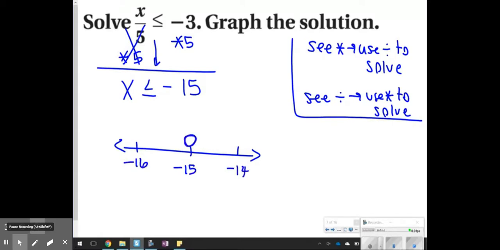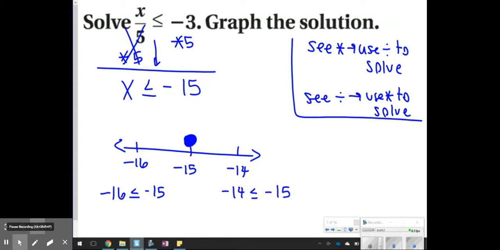This symbol is going to be closed because it says less than or equal to -15, so that means -15 is equal to it, which means it can be a part of the solution. And then I'm going to point to the truth. Remember, if you just plug in x with one of the things on the number line, you can determine which is going to be true.